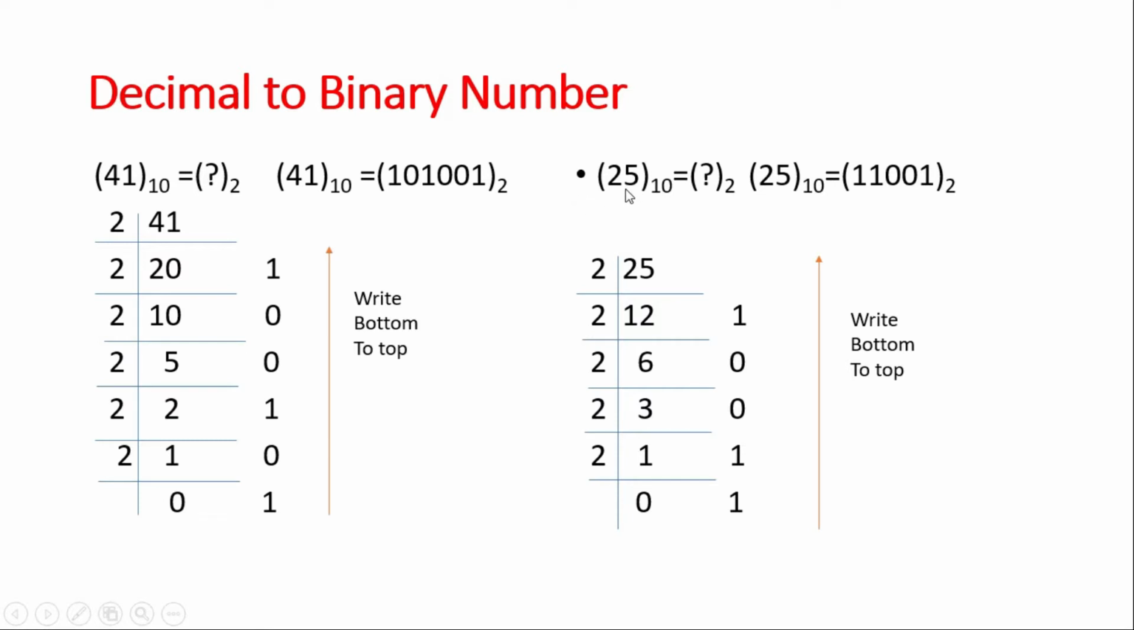Now we take another example, 25, to convert to a binary number. 25 divided by 2, the remainder is 1. 12 divided by 2, the remainder is 0. 6 divided by 2, the remainder is 0. 3 divided by 2, the remainder is 1. 1 divided by 2, the remainder is 1. So we take bottom to top, and our decimal number 25 converts to the binary number 11001.